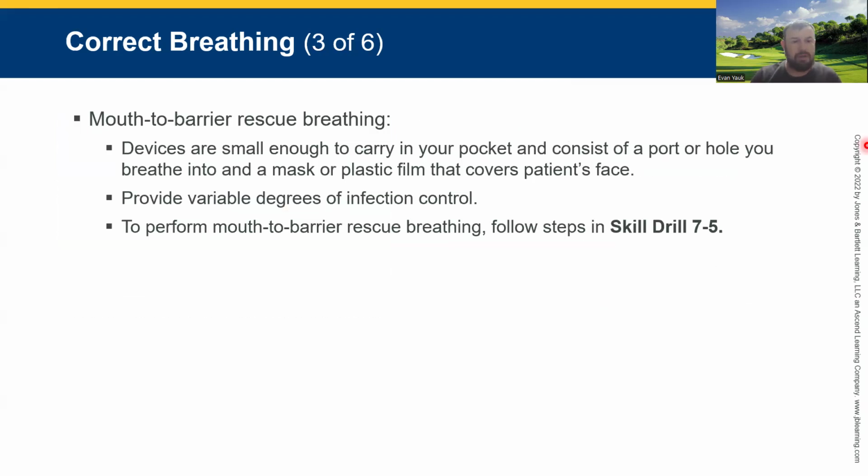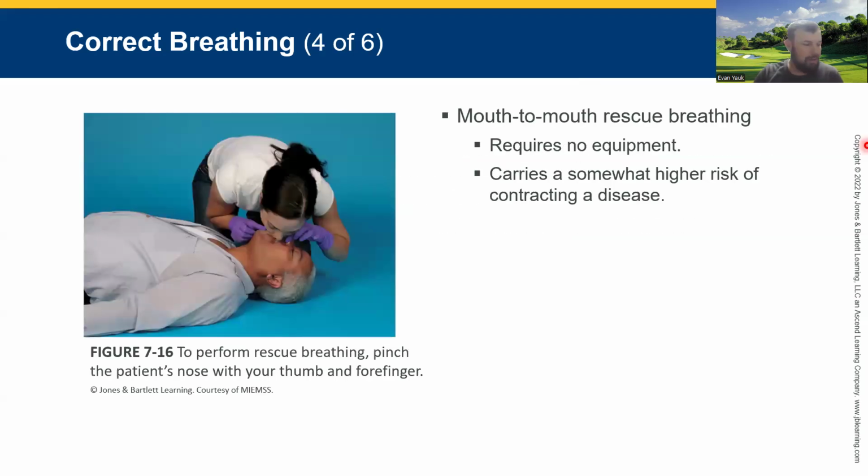Mouth to barrier rescue breathing. These devices are small enough to carry in your pocket. You've probably seen these. It looks like a piece of saran wrap with a valve on it. You lay it over their face. It has a valve right where your mouth goes. Essentially the same thing, got that little one-way valve in it. You blow in, nothing is supposed to be able to come out. It's just a protective shield so that you can avoid mouth to mouth, which we'll talk about in more detail when we do CPR in chapter 8, I think it's the next chapter, I'm not sure.